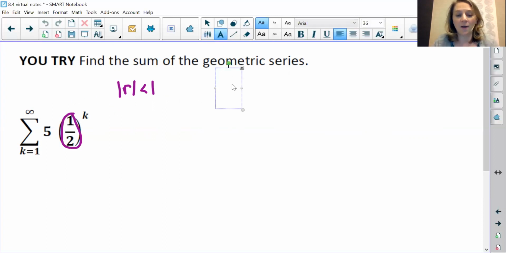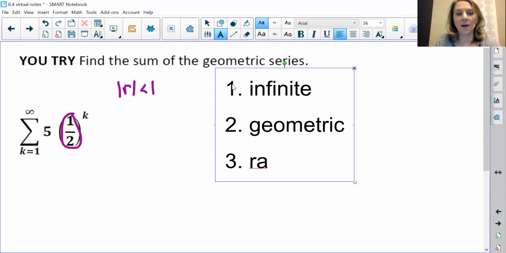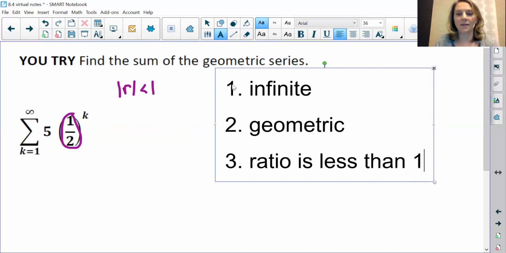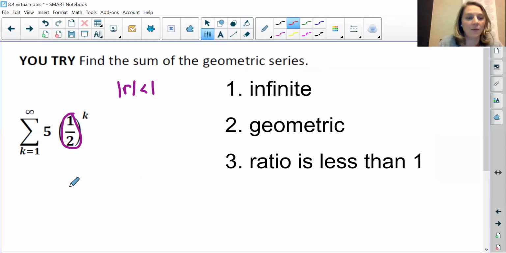So we've got infinite, right? That's kind of our key concept here. We have 1, it's infinite; 2, it's geometric; and 3, the ratio is less than 1. If those three things are true, we can use our infinite sum formula. All right, our infinite sum formula says we need to find the sum of this infinite series. We need the first term over 1 minus our rate.